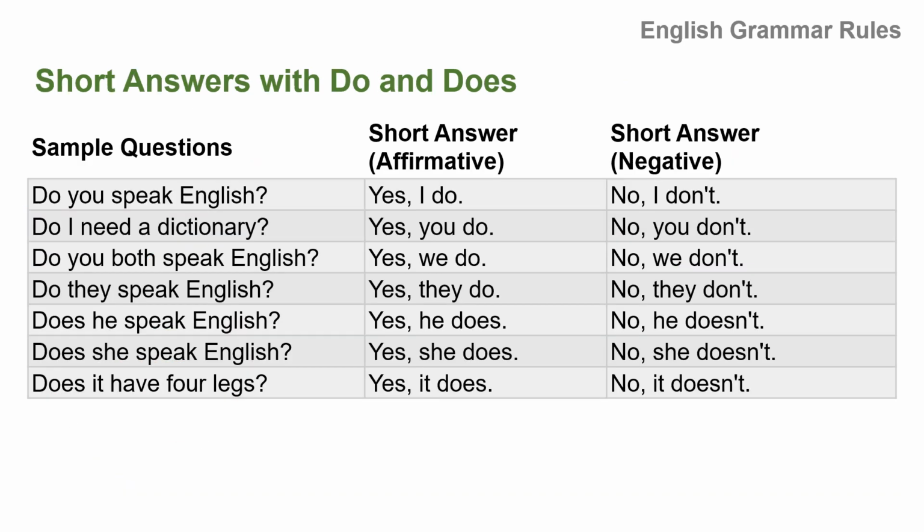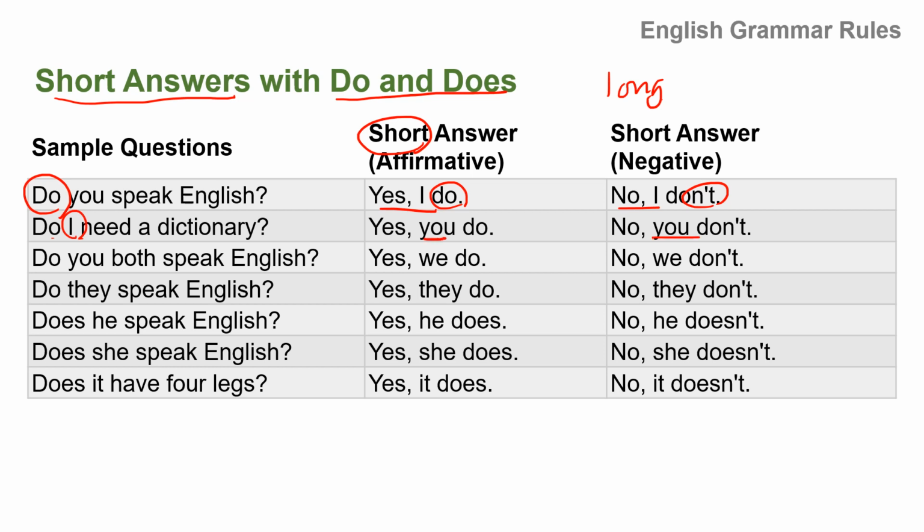When we have do and does questions, we can answer in two ways, short and long. Here on this page, we are going to think about short answers with do and does. Do you speak English? This is a do question, remember? Yes, I do. Negative, no, I don't. Do I need a dictionary? Yes, you do. I becomes you here. No, you don't.